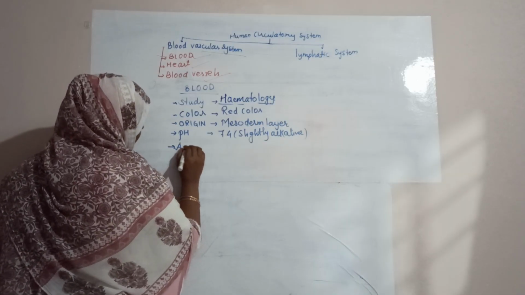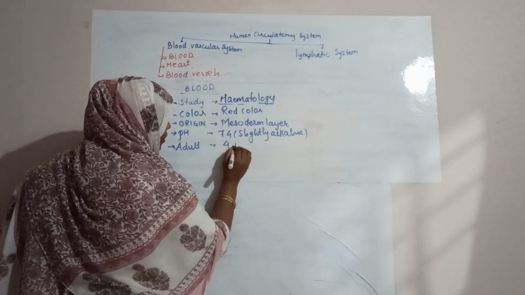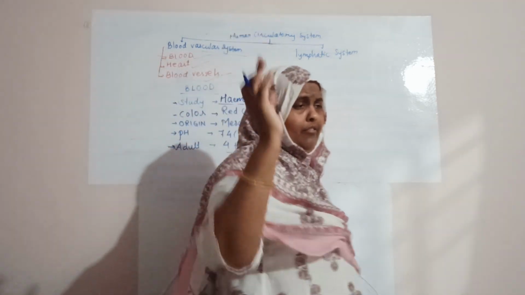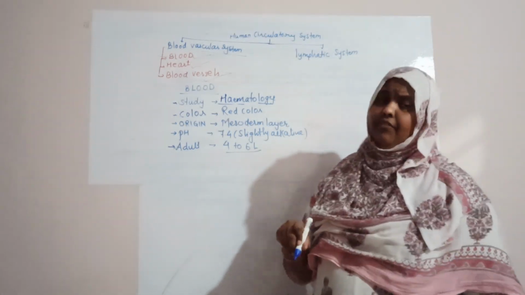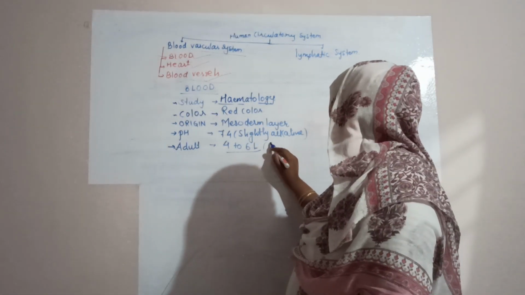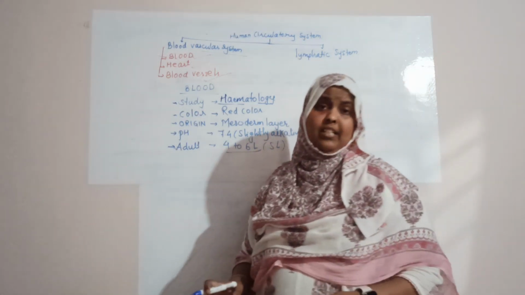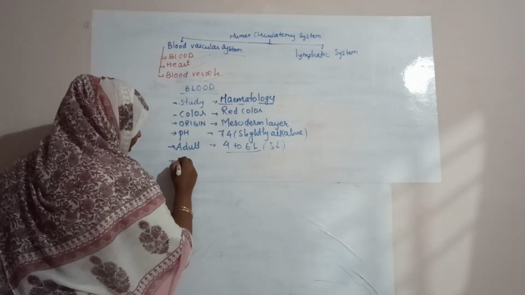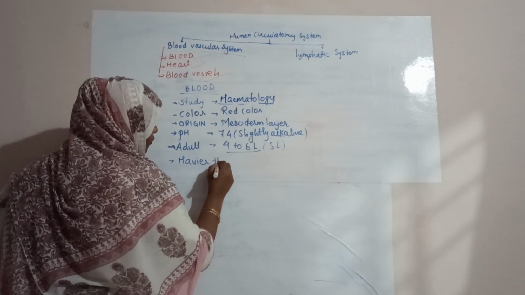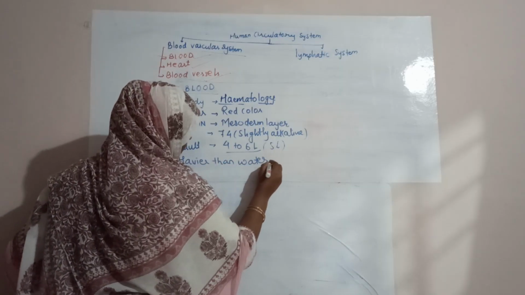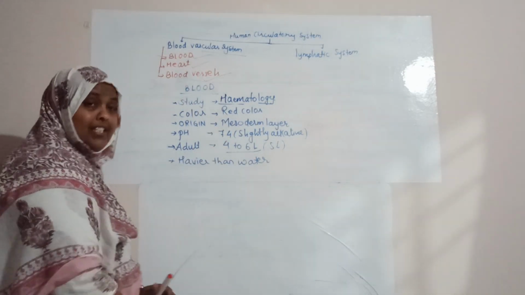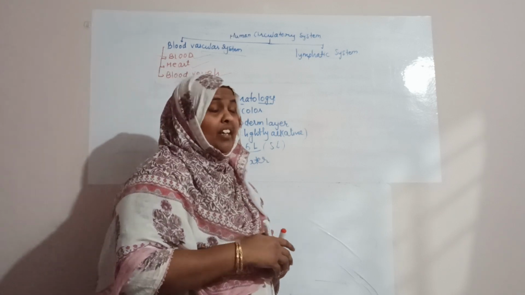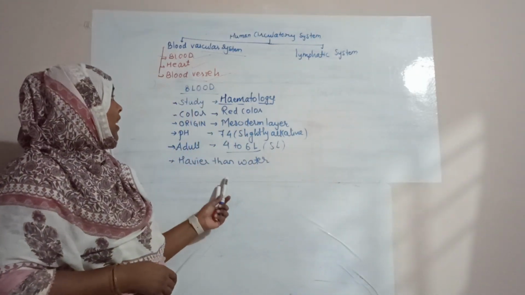Then, in an adult, the volume of the blood is 4 to 6 liters. Minimum is 4, maximum is 6 liters. But some books mention only 5 liters. In your NCERT also they mention which one? It is 5 liters of blood present in a normal adult human. The next one, blood is heavier than water. Why is it heavier than water? Because in our blood proteins are present, some proteins and different salts are also present. That's why it is heavier than water.